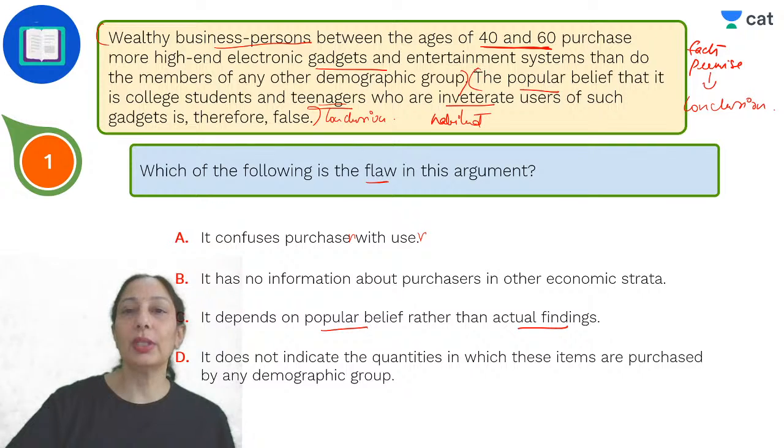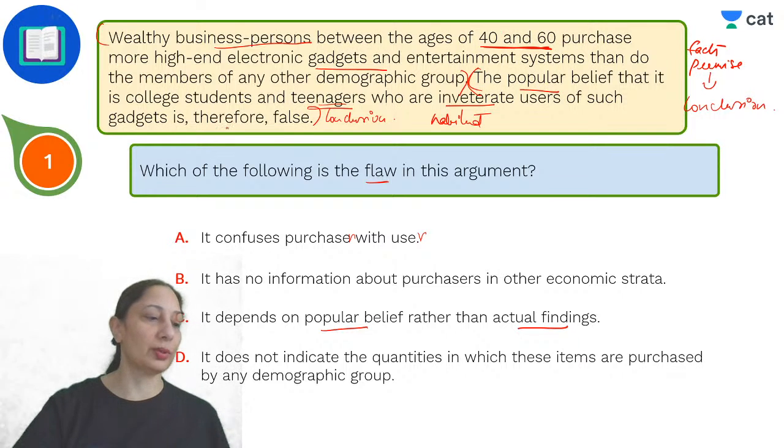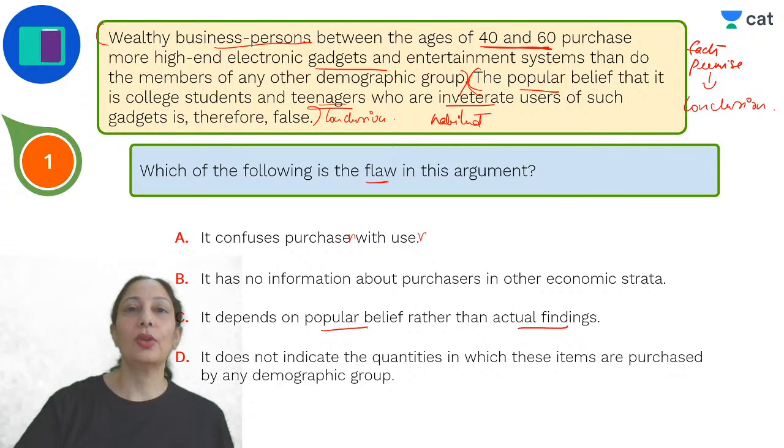But in the conclusion, the author is changing his idea. He is saying, we believe that it is the teenagers who use more, but the author believes it is the businessmen in the age group of 40 to 60 who are using the gadgets more. Right? So the flaw in the argument is that it confuses the purchaser with the user. That is what is wrong with this particular flaw. People who are buying it are not using it.